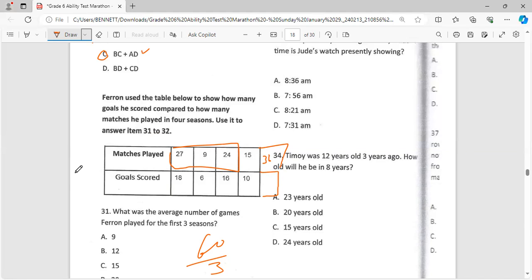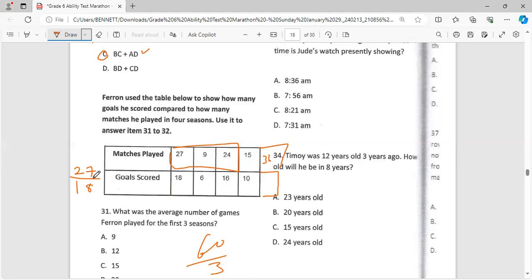I realize you guys are tired. Normally, guys, break this down and tell me what you get in its lowest term. 50, sir. He wouldn't score 50 goals, guys. In no season did he score more goals than games, so it couldn't be 50.